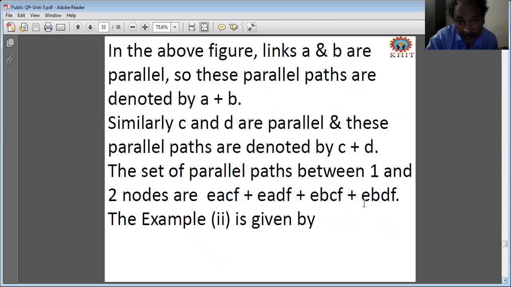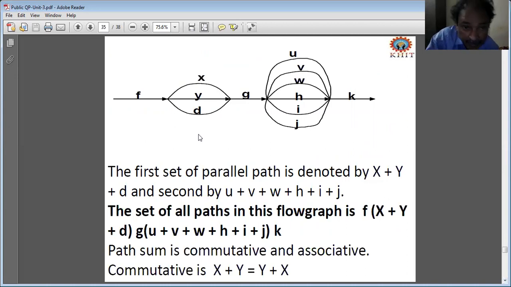If you expand it, you get the paths like this. Example 2 is given by f into (x plus y plus d) into g into (u plus v plus w plus h plus i plus j) into k. The first set of parallel paths is generated by x plus y plus d, and the second by u plus v plus w plus h plus i plus j. The set of all paths in this flow graph is f into (x plus y plus d) into g into (u plus v plus w plus h plus i plus j) into k. Path sum is commutative and associative. Commutative means x plus y equal to y plus x.